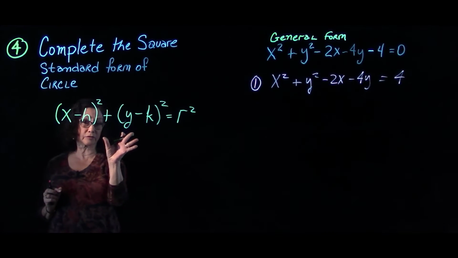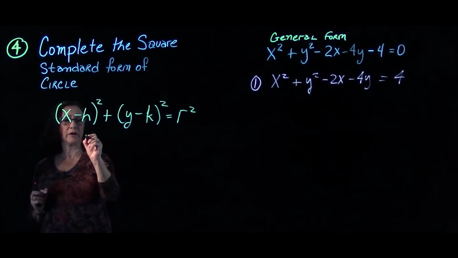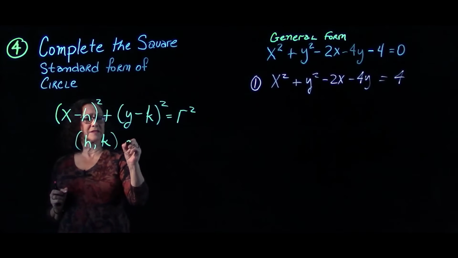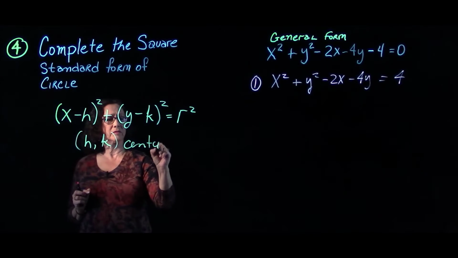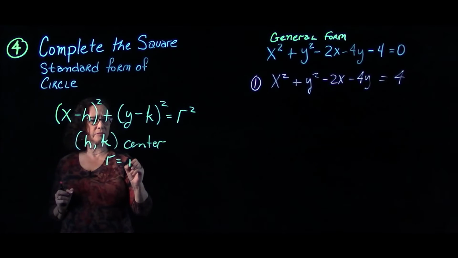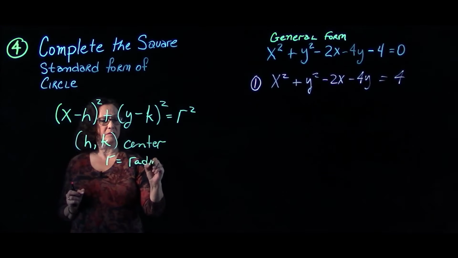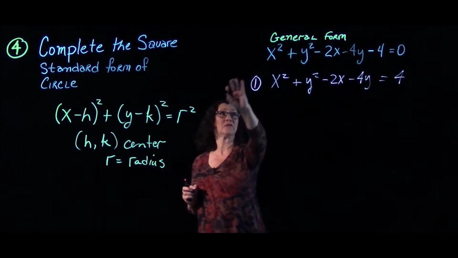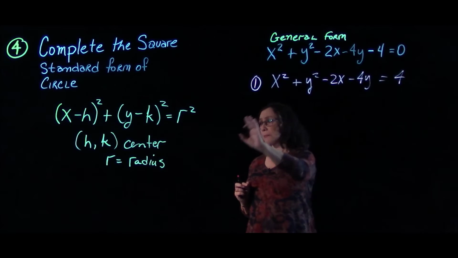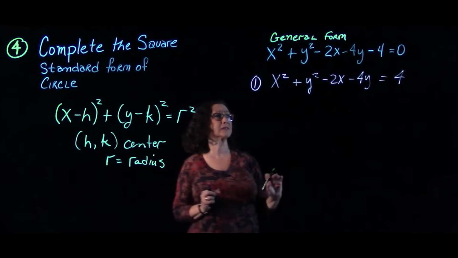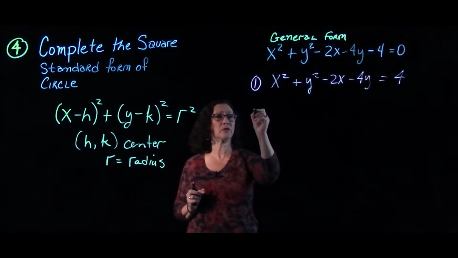This is the standard form of a circle, where h and k are the center of the circle and r is our radius. So this is the format we're trying to get to from the general form. Right now I'm going to try to separate my x's and my y's. I'm going to bring my x's over first.